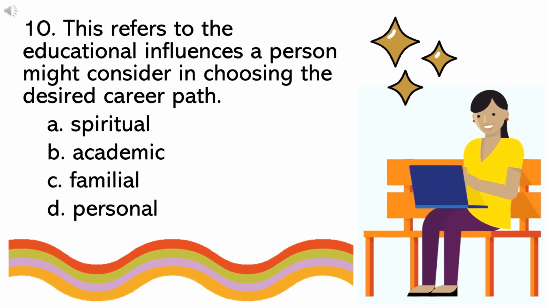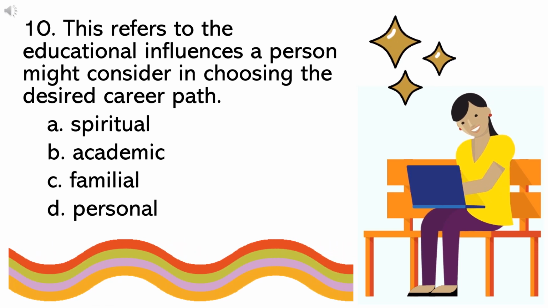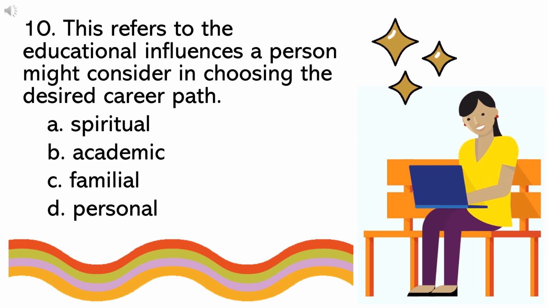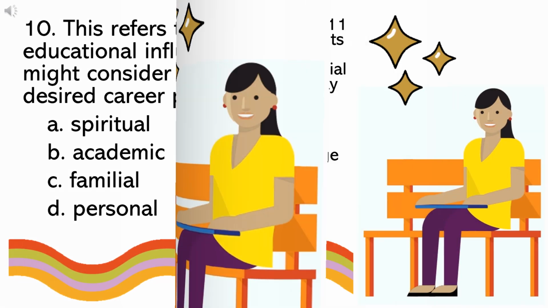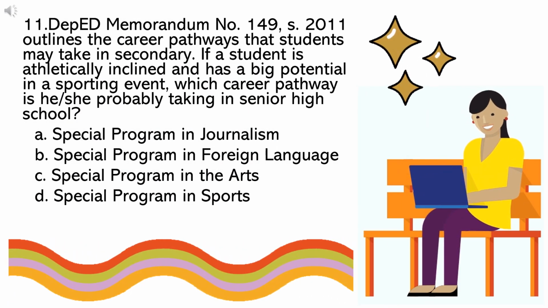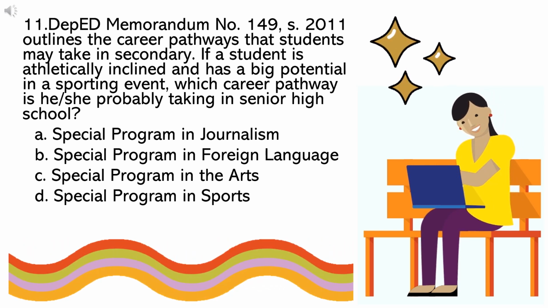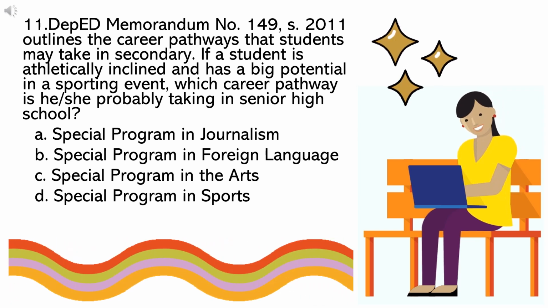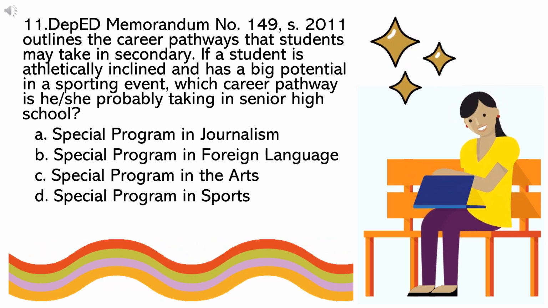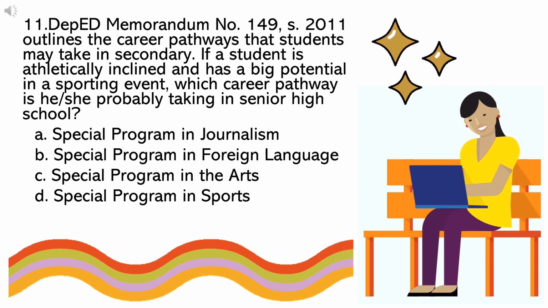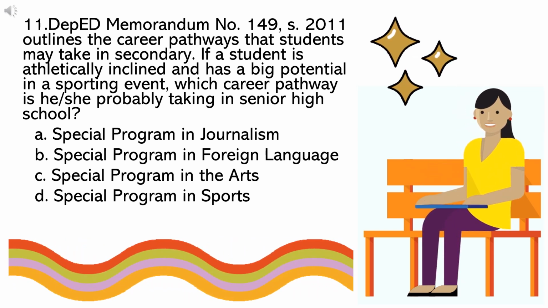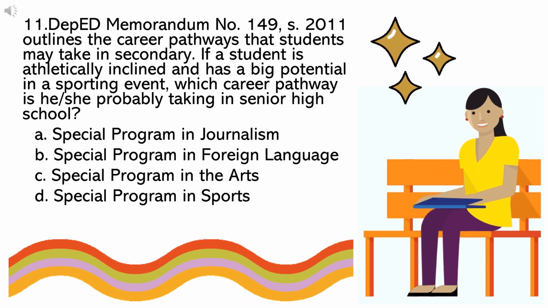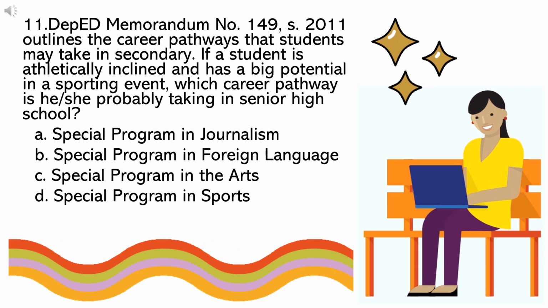10. This refers to the educational influences a person might consider in choosing the desired career path. A. Spiritual, B. Academic, C. Familial, D. Personal. 11. DepEd Memorandum No. 149, Series 2011 outlines the career pathways that students may take in secondary. If a student is athletically inclined and has a big potential in a sporting event, which career pathway is he or she probably taking in senior high school? A. Special program in journalism, B. Special program in foreign language, C. Special program in the arts, D. Special program in sports.